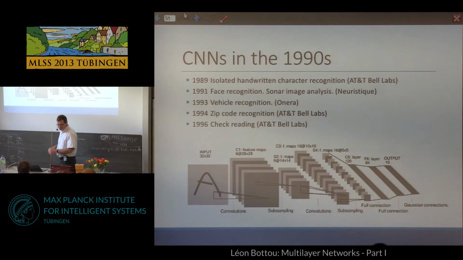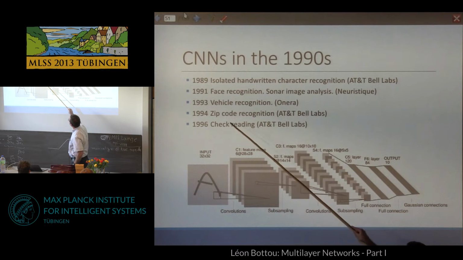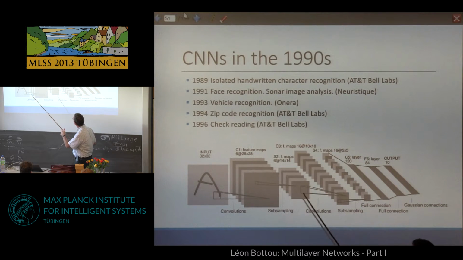This probably comes from a paper from '88 by Hinton and Lang, and was used quite a lot in the 1990s. For instance, in '89, we had a nice isolated handwritten character recognition system working. In '91, we worked on fast recognition for sonar image analysis. In '93, we were able to recognize vehicles in images. The application was quite nasty: it was recognizing ambulances versus tanks. In '94, AT&T Bell Labs had a zip code recognition system that was able to work in the postal office. In '96, a check reading system reading the amounts of checks. I'm going to discuss that later tomorrow. And that was deployed industrially. It processed a lot of checks. That was real.